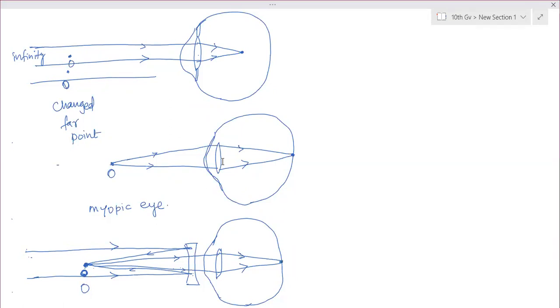Is that clear? Yes, ma'am. Draw these three diagrams and write the correction part statement.